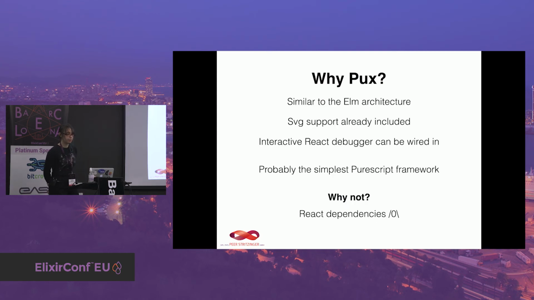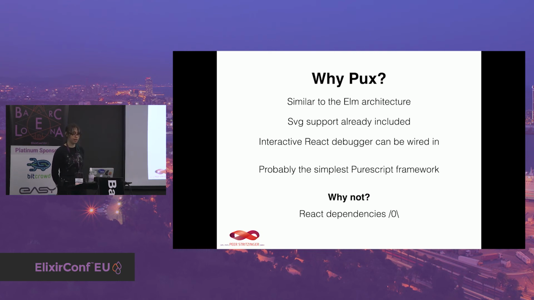Also, why would you start with Pux? Pux is basically the Elm architecture. And for my particular use case, it already includes SVG, which was good. And you can use the interactive React debugger if you want to, which gives you a little bit of a time-traveling experience. I think it's probably the simplest Purescript framework which you can use to make a single-page web app.